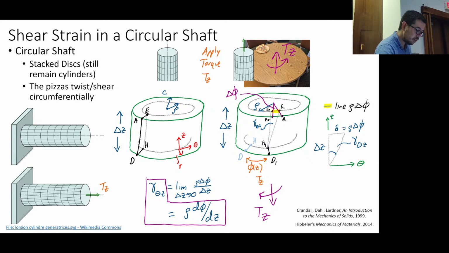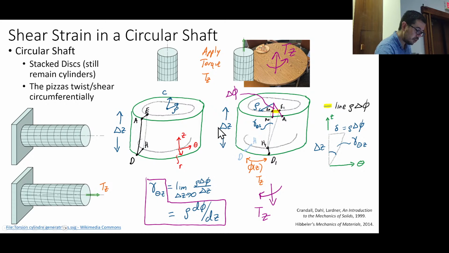I have point A, which is on the outside of the crust, and I have E and H, which are where the outer crust ends. Anyway, what's happening here? I've got this rho, and I've got the C. C is the radius of my pizza pie. And rho is a variable that we use to describe the distance from the middle of the pizza pie to some arbitrary location. And the thickness of the pizza is given by delta Z.